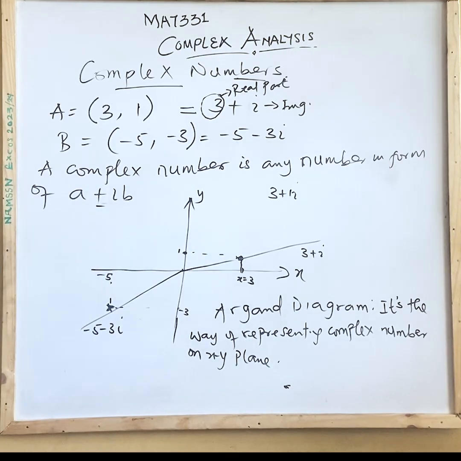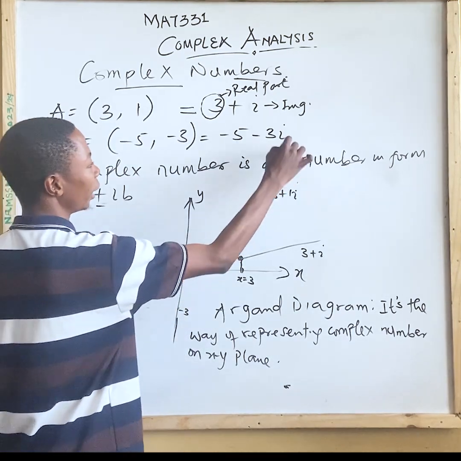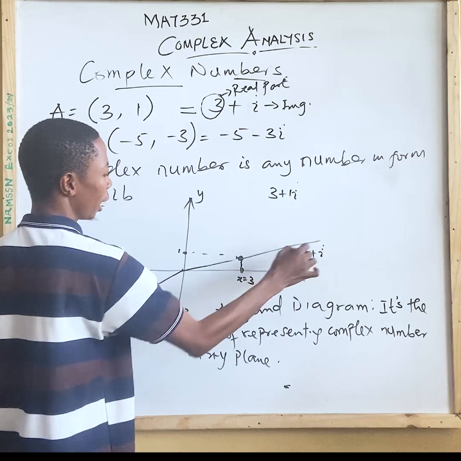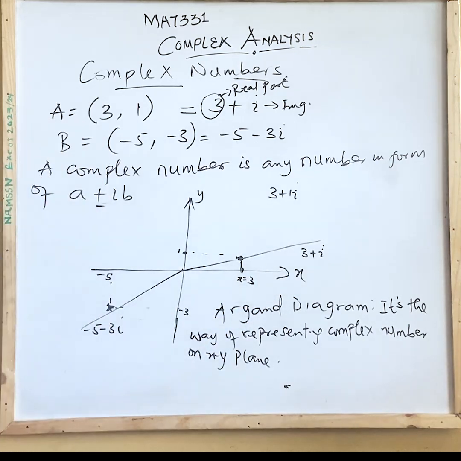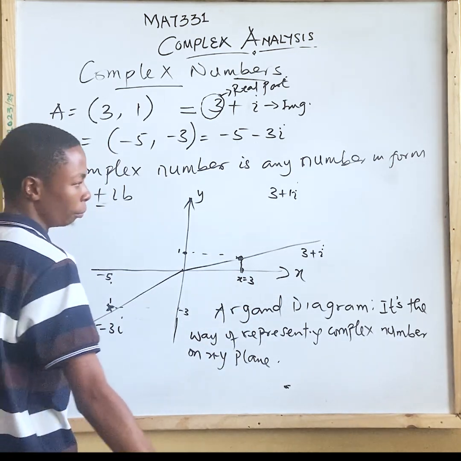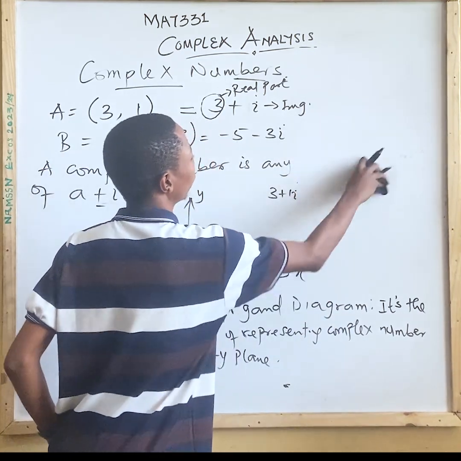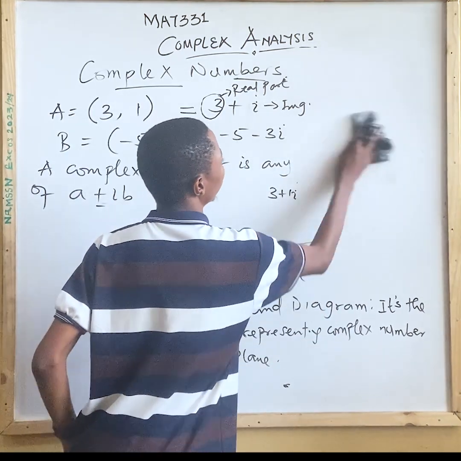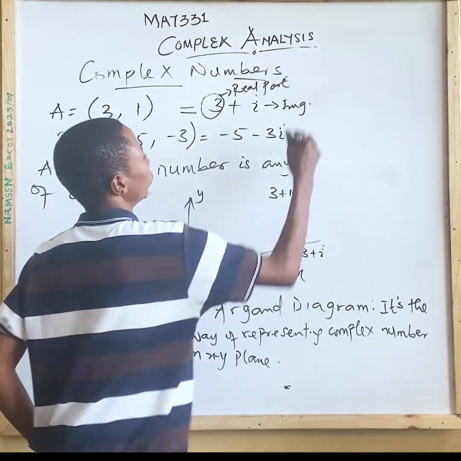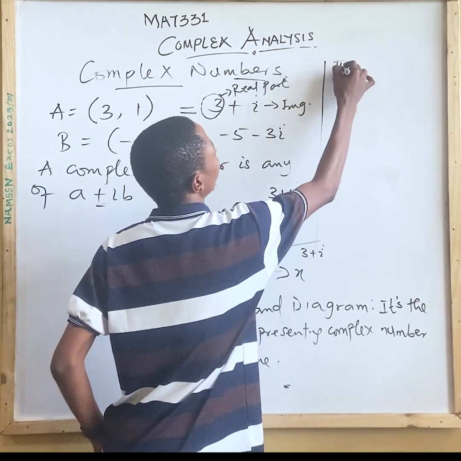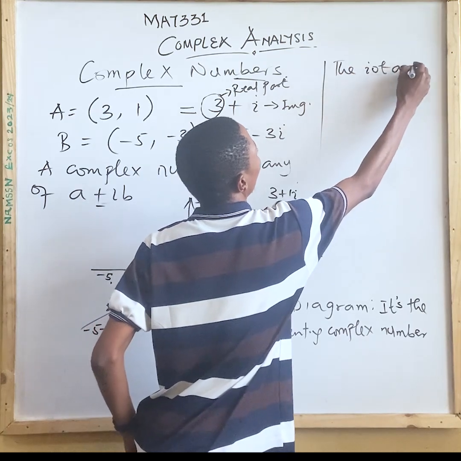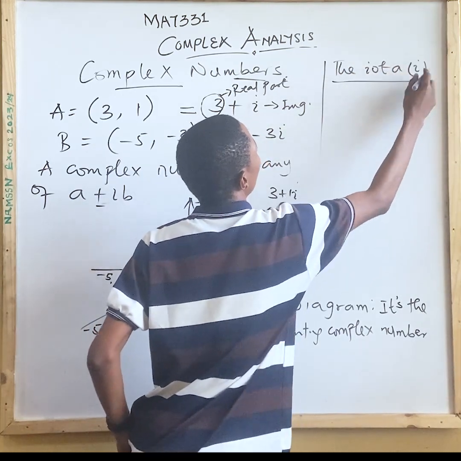Now, you must have been wondering about this i that I'm using. So what is that i? Let's briefly talk about it. That i is known as iota. The symbol of that i is iota. So this i, where does it come from?